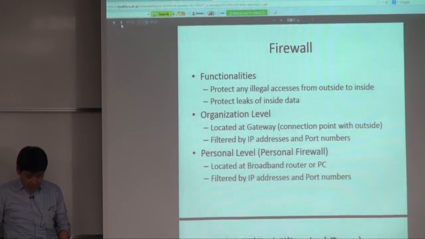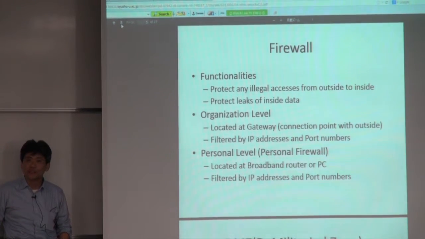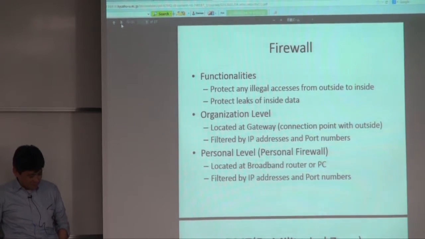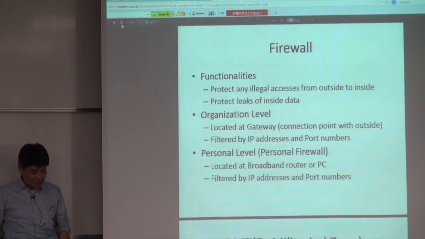As I explained, if you try to use such port scan software, such access is treated as illegal access. Okay, so usually you must not use such software. Okay.